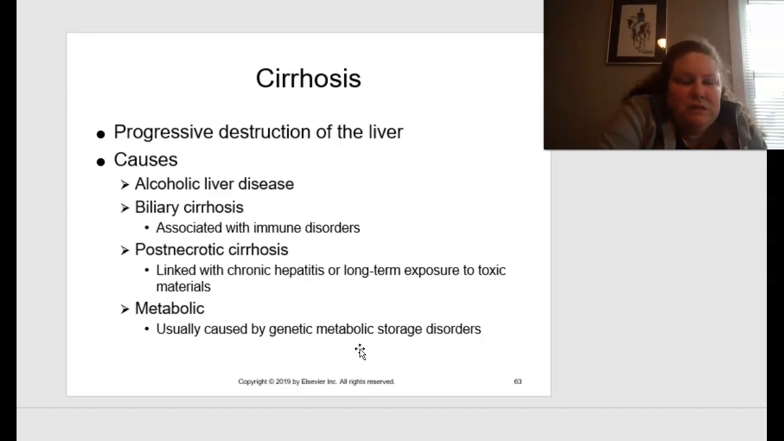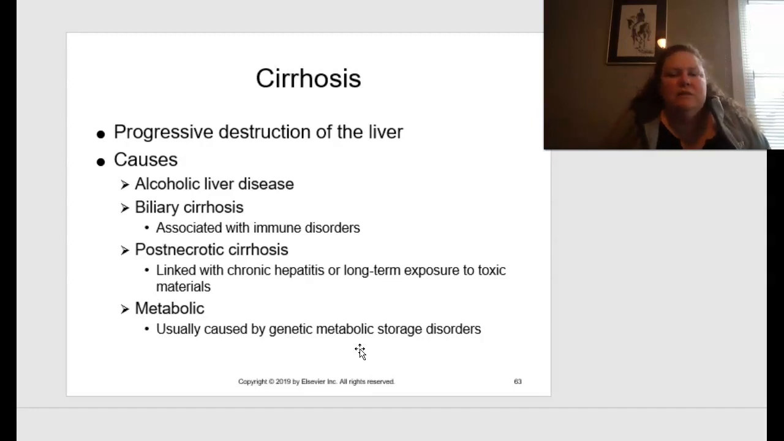Moving on to cirrhosis of the liver, right? This is page 463. This is the progressive destruction of the liver, and a lot of the times we hear about this one from chronic alcohol use, right? So alcoholic liver disease. Also medication can cause it, but the ones that we hear about are mostly from excessive alcohol use over time.